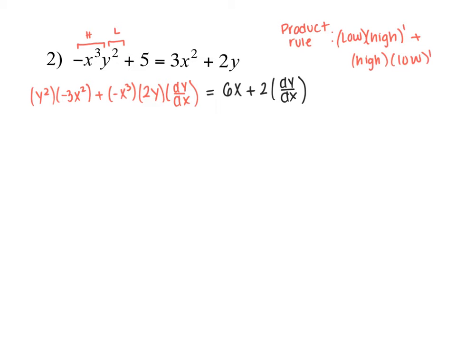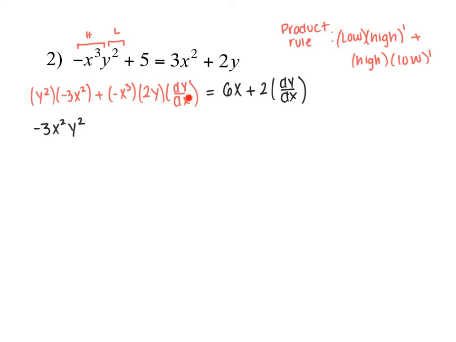So same kind of concept here. These dy dx terms need to be on the same side, and these two terms need to be on opposite sides. But before I do any of that, I think I'm going to simplify. I'm actually going to multiply these two terms together. So that would give me negative 3x squared y squared, or negative 3y squared x squared, whatever you prefer.